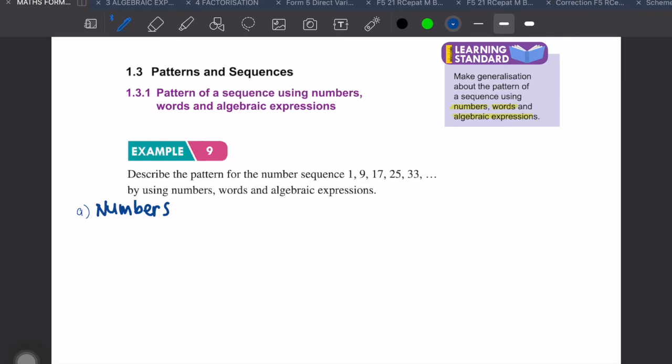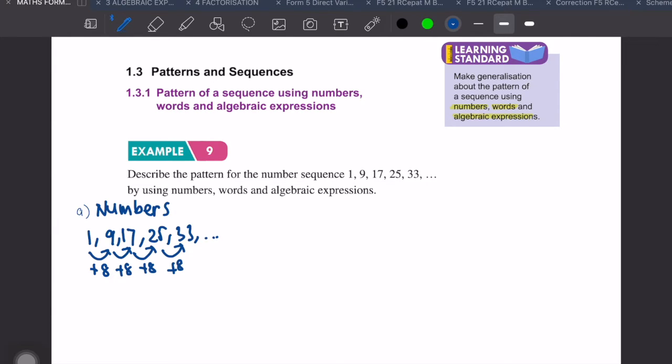Okay, so what can you do? It's the same as the previous example. For example, you have this. We need to check one by one. We know that from the first number to the next one, we need to plus 8. All the numbers you need to plus 8.